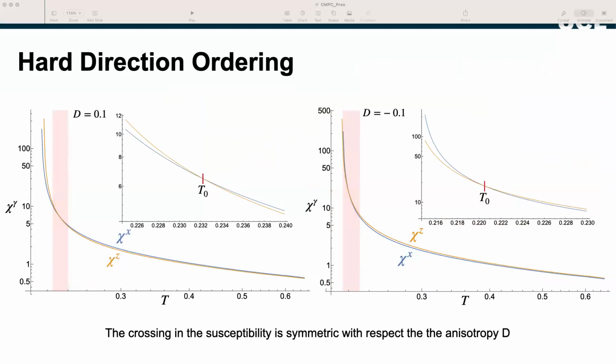So these are the susceptibilities for two values of the anisotropy. So you can see that the effect is symmetric with the anisotropy. You get crossings both ways. And you can see that you will always get a crossing for large J's.